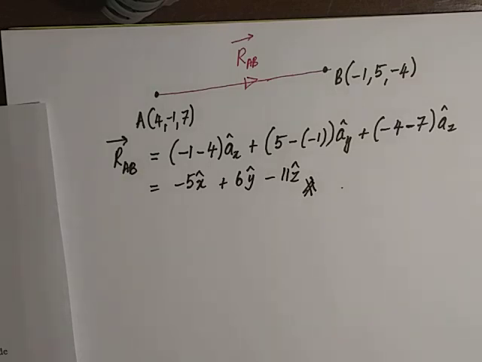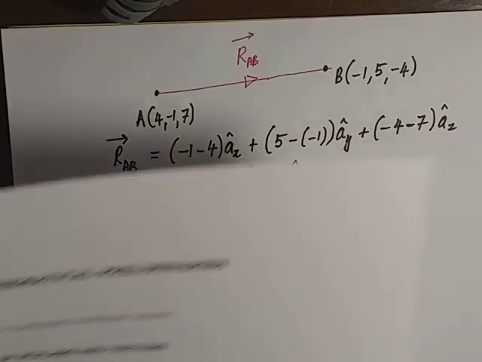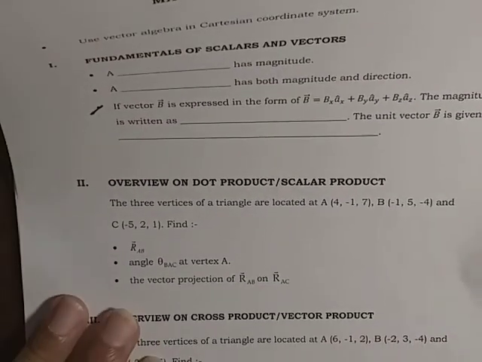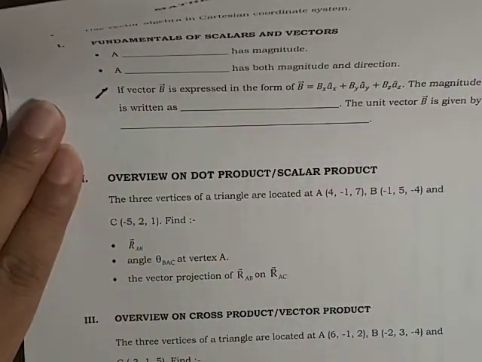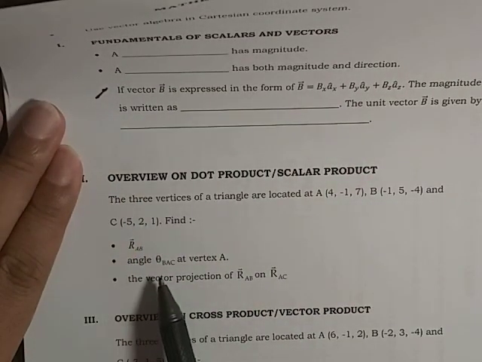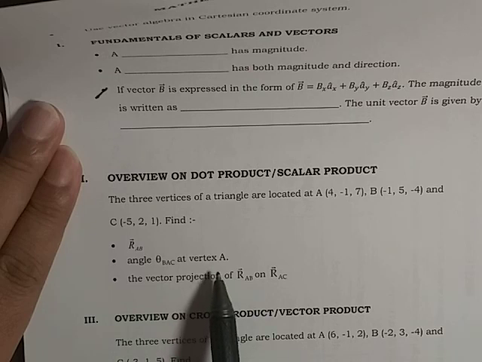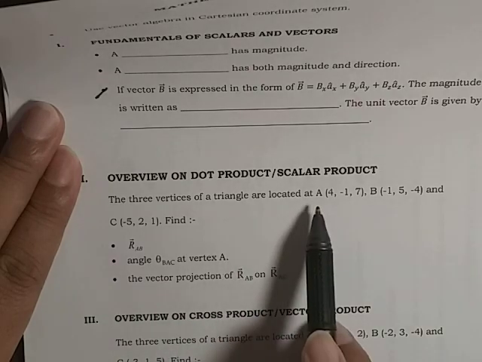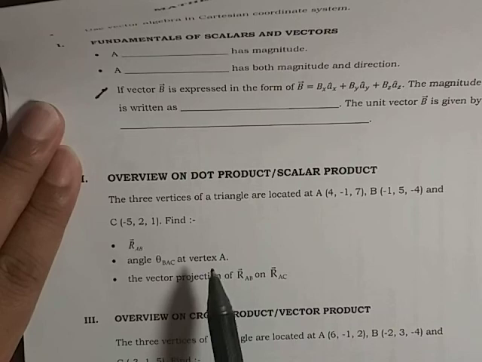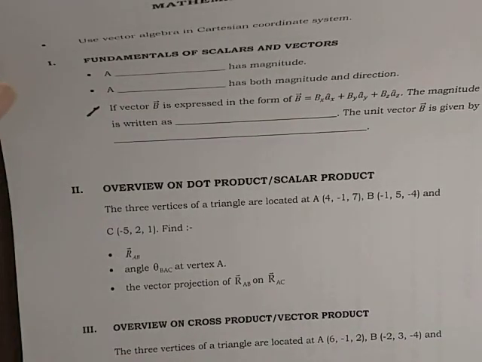Okay, that's done. So let's go for the second one. The second part of the question is asking what's the angle BAC at the vertex A. Meaning that at the location of point A, we want to find the angle of this triangle. Okay, let's draw it now.